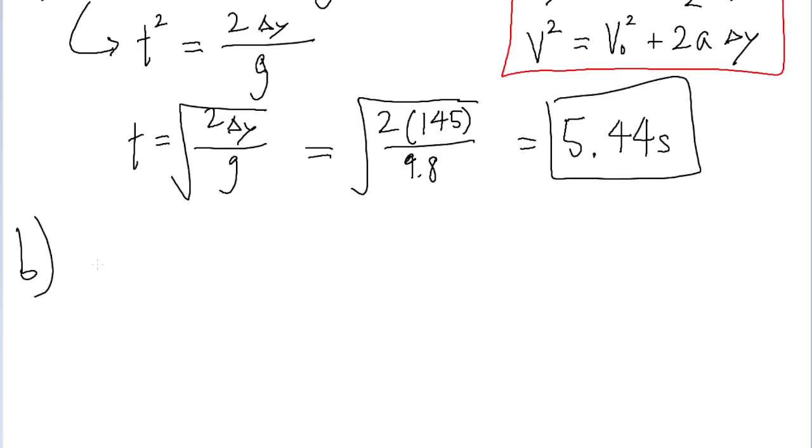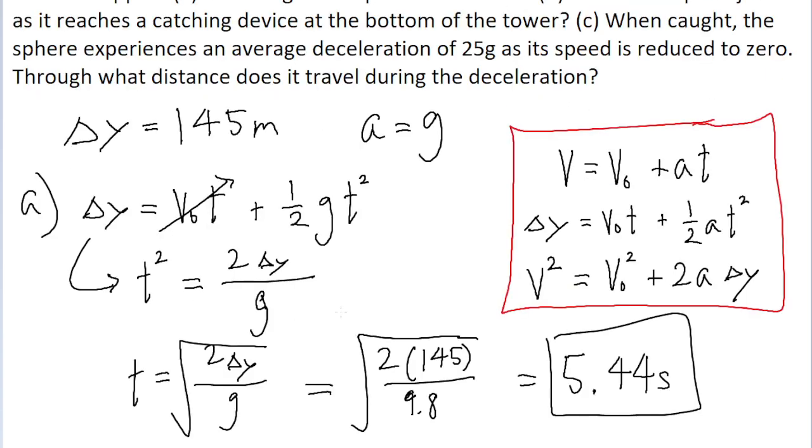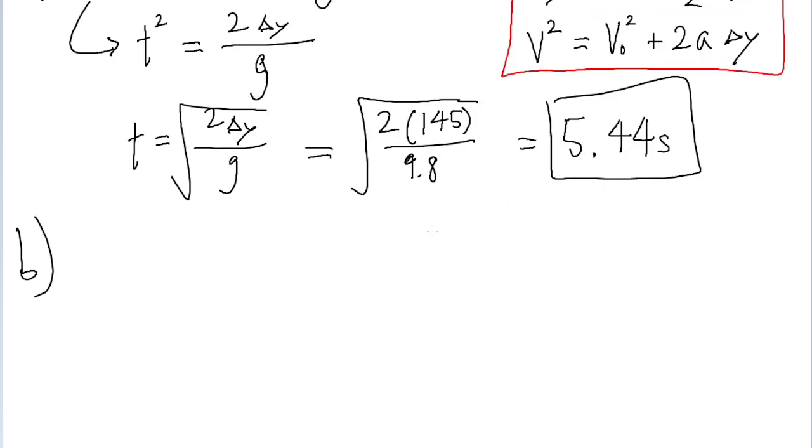Part B of the problem asks us to find the speed of the sphere just as it hits the bottom. So once again, going back to our equations, now we want to pick the equation that includes a final speed, the v variable. So we could use either the first or third equation, but now that we have the time, we can really use either of them. I'm going to use the first equation just because I think that's a little more straightforward.